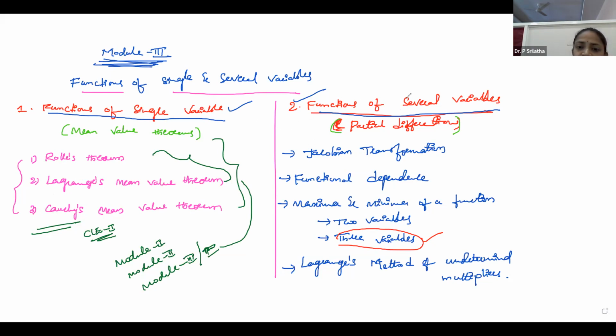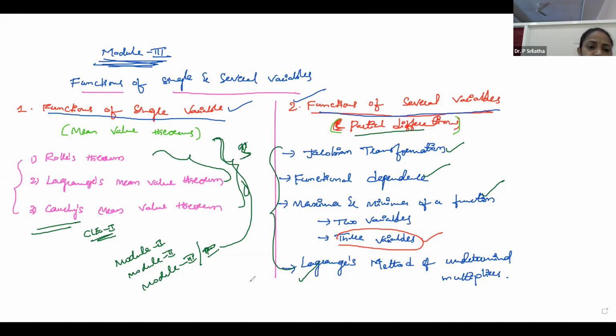The chapter is functions of several variables. Here we have partial differentiation along with the Jacobian, functional dependence, maxima, minima, and Lagrange's method of undetermined multipliers. So there are 4 topics in the second chapter, and only 3 topics in the first chapter.